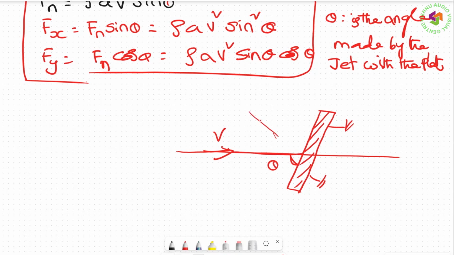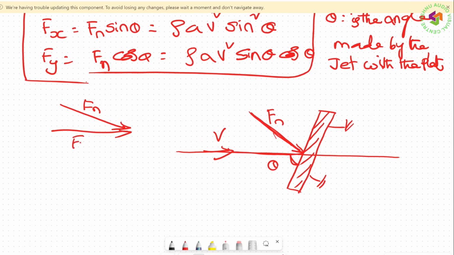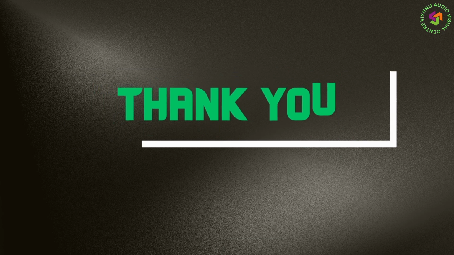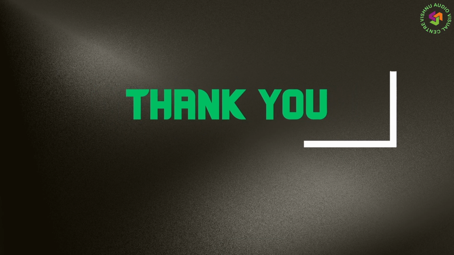What is the normal force? This is the normal force, which is normal to the plate, Fn. So naturally, Fn is like this. This is what we call Fx, and this is what we call Fy. So this is the thing which we are going to take up. Now straight away, I will go into a problem.